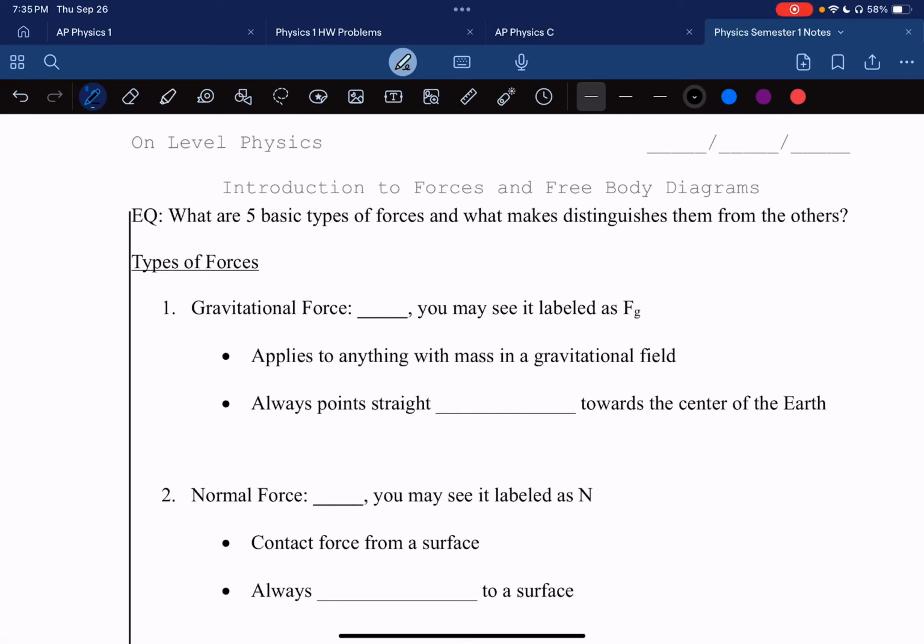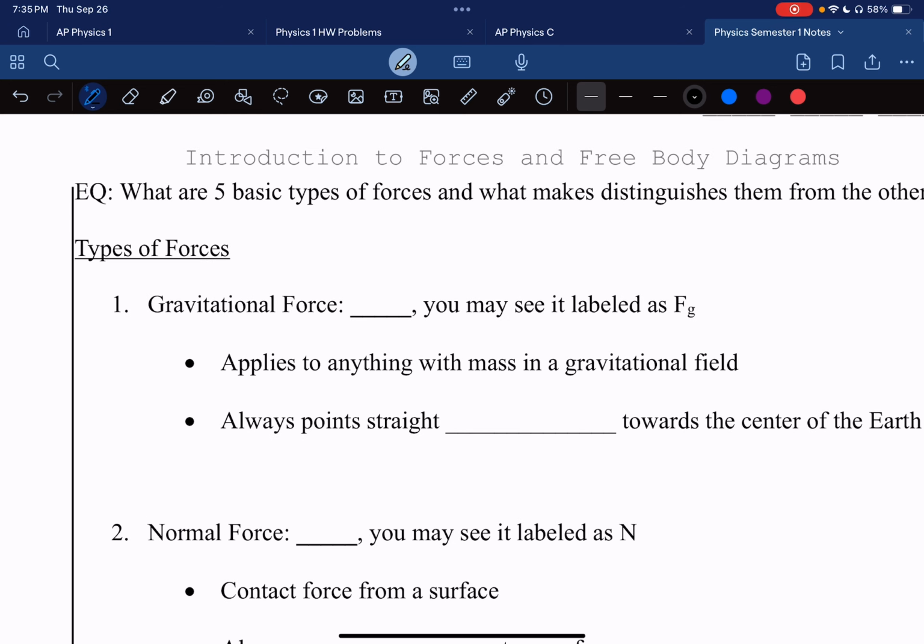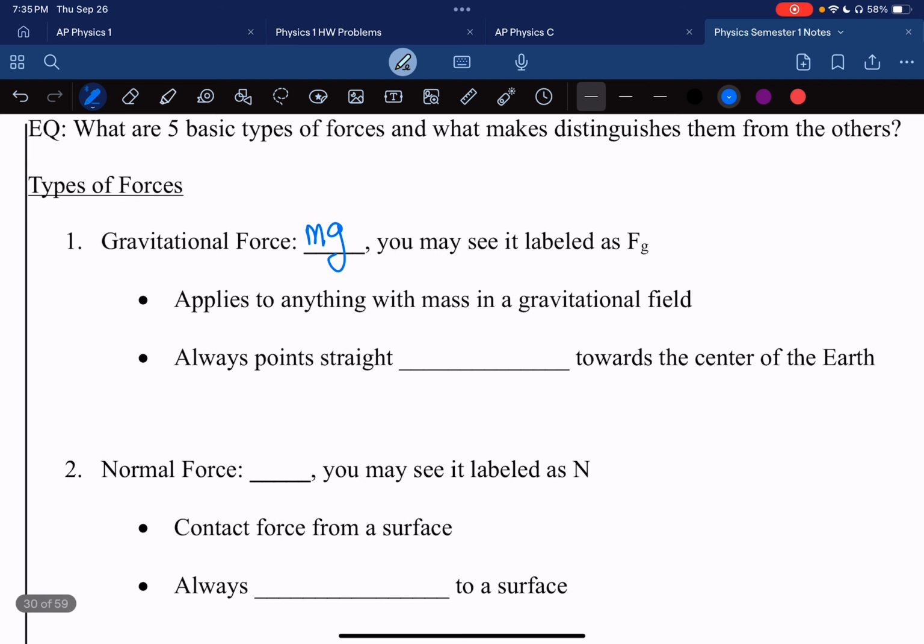There are 5 basic types of forces that we will be using in this unit. The first one is the gravitational force. It's the force that pulls everything downward. Every object with mass pulls it downward towards the center of the Earth, for example. And we will usually label the gravitational force as mg, and we will see why when we do some problems.